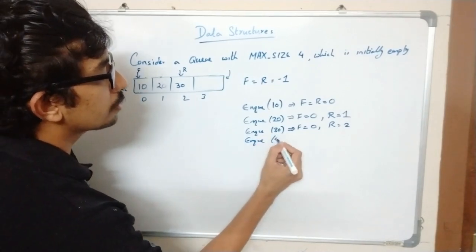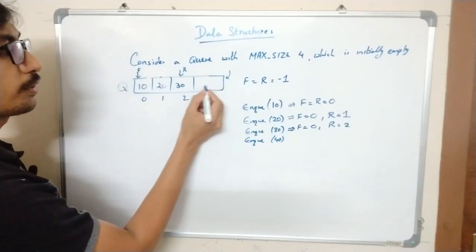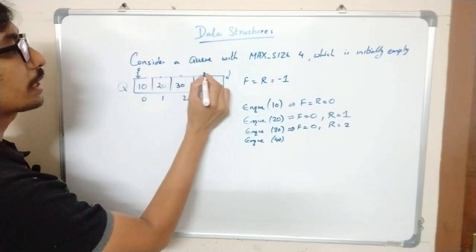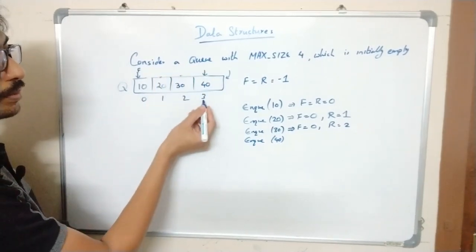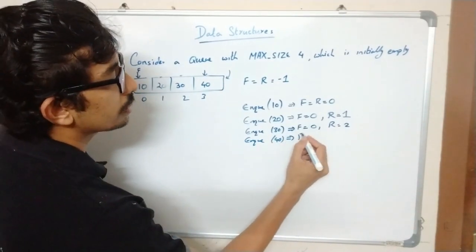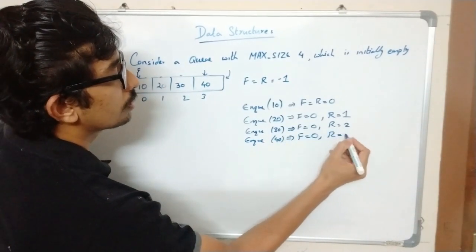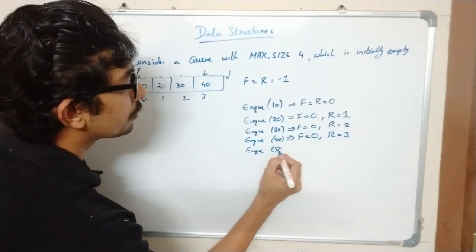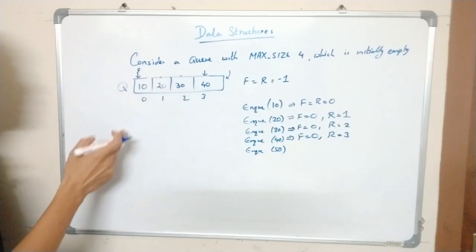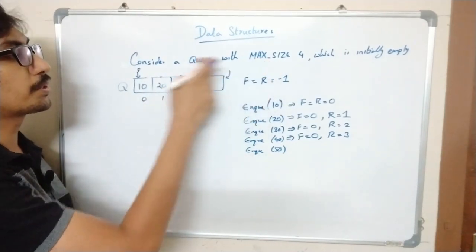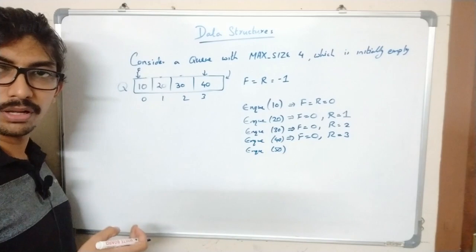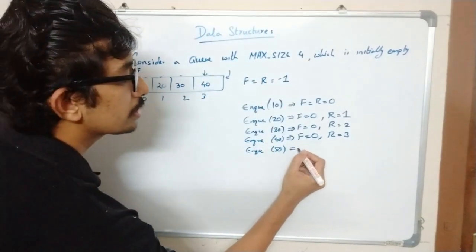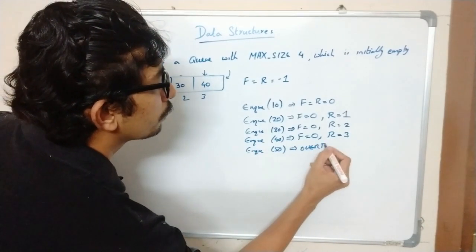Suppose I am enqueuing a new element 40. 40 will be coming. It will be standing behind 30. So rear will be modified to position 3, which means rear will be pointing to element 40. Suppose again if you try to enqueue an element 50. Now you can see that the maximum size of the queue is 4. Already you are having 4 elements. To a full queue, you are trying to insert one more element. This situation is called overflow.